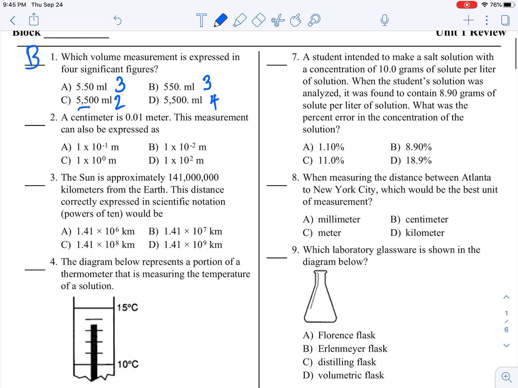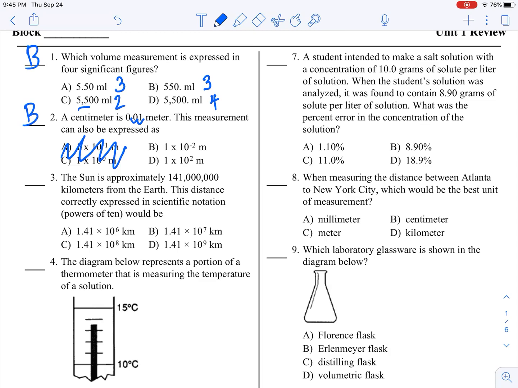A centimeter is 0.01 meters. This measurement can also be expressed. Okay, so we need to put that in scientific notation. So we're going to go 1, 2 spots, so we're going to be down to those. So the question is, which of those represents a number that is less than 1? That would be a negative exponent.